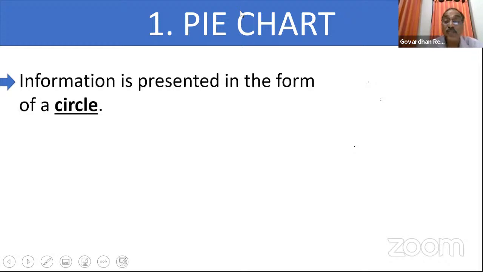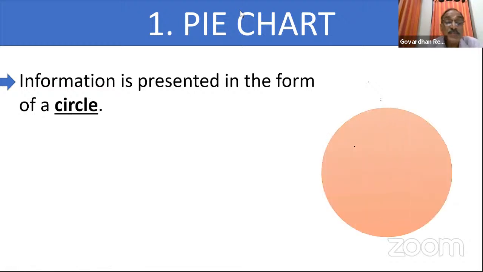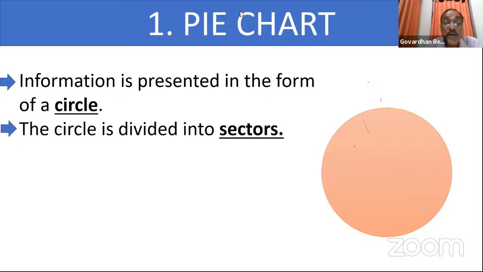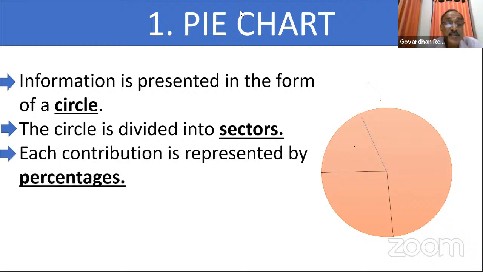Information is present in the form of a circle, and you can see on the right side of the screen a circle. This pie chart is shown in the form of a circle. The circle is divided into sectors. You can see the division of the sectors also. There are three sectors which are divided, and each sector's contribution is represented by percentages. As you can see, one is 60%, one is 25%, and the other is 15%.